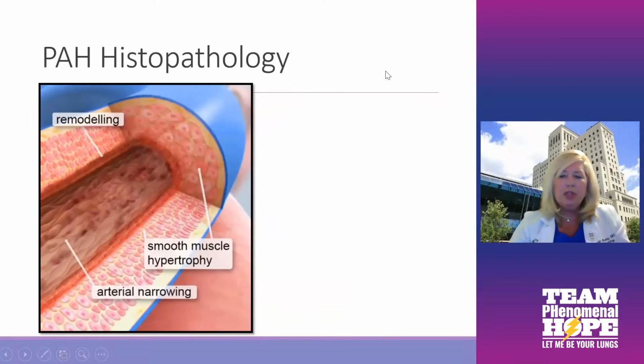So I wanted to talk to you a little bit about the histopathology, just to kind of show you a blown up picture, if you will, of the inner lining of an arterial wall and what happens both in PAH and CTEPH. You have just an incredible amount of remodeling and thickening. The smooth muscle inside of the endothelium or inner lining of that artery gets very thick or hypertrophied, if you will. And then that arterial diameter of that artery gets very, very narrowed.